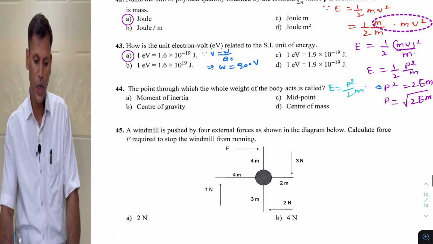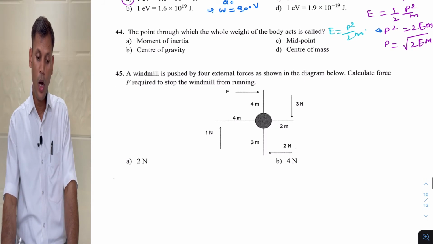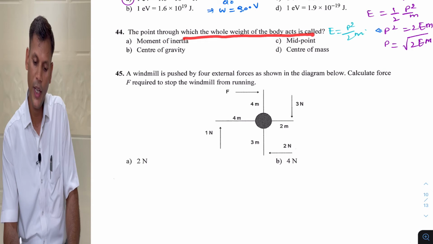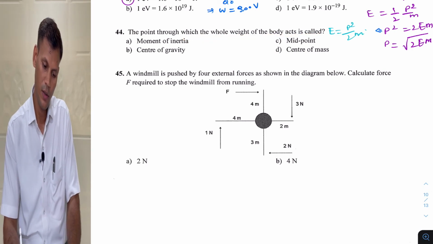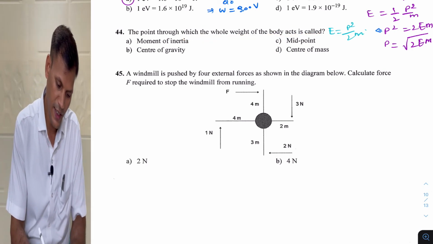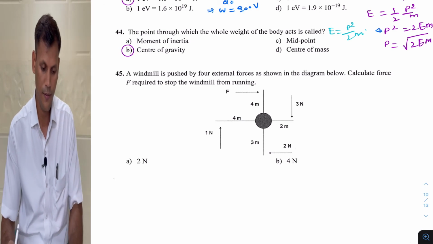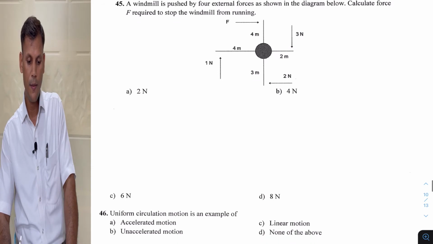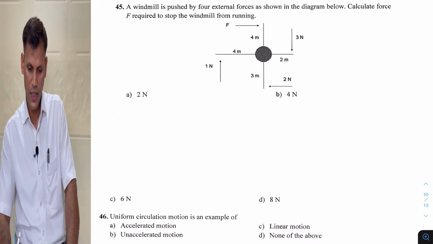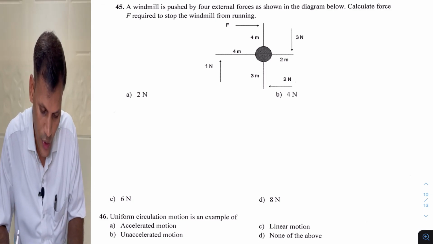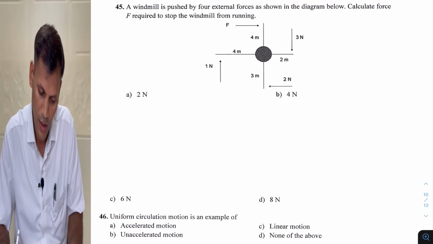Now question number 44. The point through which the whole weight of the body acts is called the center of gravity. Number of times we have studied about this term. A windmill is paused by the 4 external forces as shown in the diagram. Now calculate the force F required to stop the windmill from running.